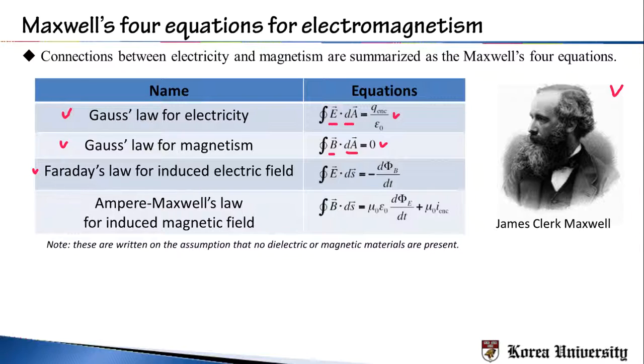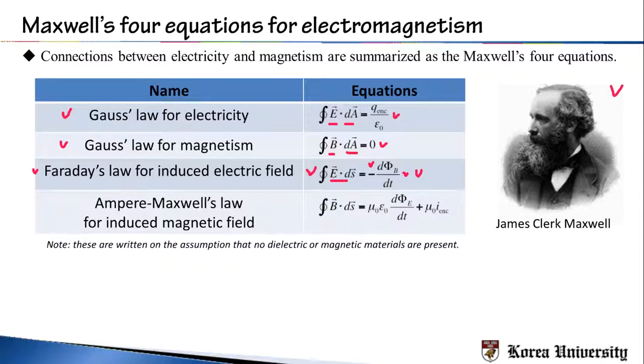Okay, and then the third thing, Faraday's law for the induced electric field. The integration of the electric field along a closed path is equal to the minus value of the time-dependent change of the magnetic field flux. Okay, and this negative sign comes from Lenz's law. And you can also equally say that if there is any time-dependent change in the magnetic field flux, then it will induce a circular electric field in this way.